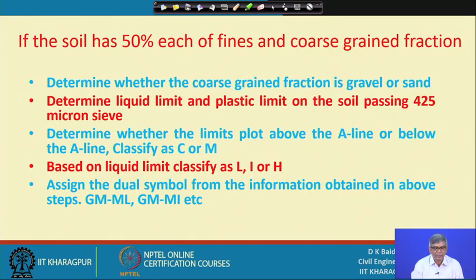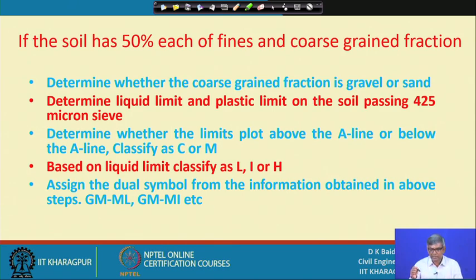If the soil has 50% each of fines and coarse grained fraction, both equal, 50-50, what to do? Determine whether the coarse grained fraction is gravel or sand. Determine the liquid limit and plastic limit on the soil passing the 425 micron sieve. Then determine whether the limits plot above the A line or below the A line, and classify as C or M. Based on the liquid limit, classify as L, I or H. Assign the dual symbol from the information obtained in the above steps, GM-ML, GM-MI, etc. So, if 50-50, you have to do both, and then finally you take this type of classification.